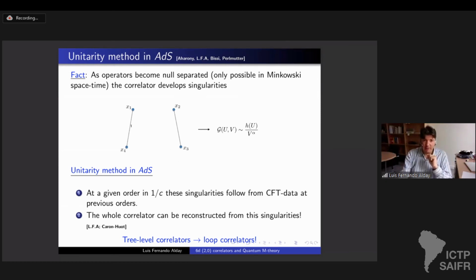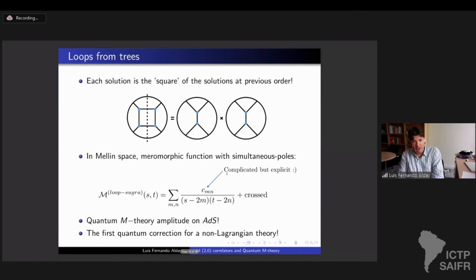And as operators become null separated, the correlator develops singularities. These singularities are very interesting because of two things. First, at a given order in 1/c, these singularities follow from the CFT data at previous orders. So if you have solved the problem at the previous order, you can write down these singularities at the next order. And second, the whole correlator can be reconstructed from these singularities. In practice, this allowed us to compute these loop correlators from the tree-level correlators. So let me just give you some results. In a very precise sense, which I don't have much time to explain, each solution is actually the square of the solutions at the previous order.